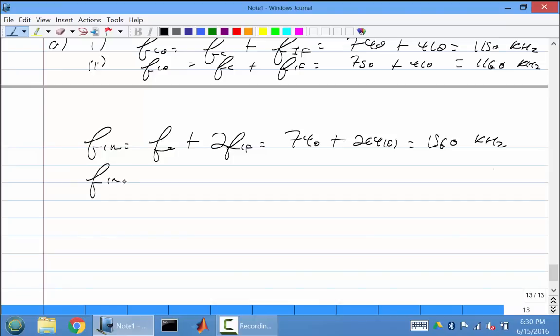Okay, if you want to figure out what the image frequency is for part B, which is at 750.